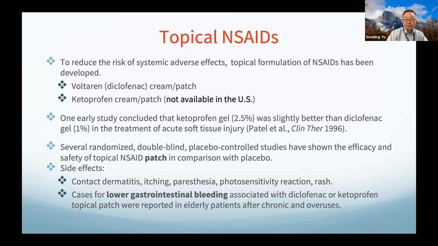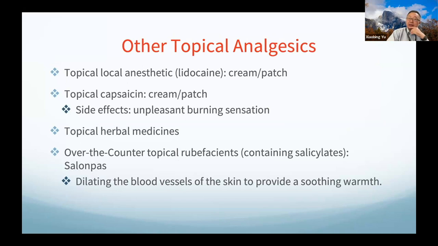Interestingly, in some case reports from Japan, they noticed that elderly patients sometimes overuse the agent, which could be associated with cognitive function changes or a misunderstanding. Overuse of a topical agent can still contribute to lower GI bleeding. So keep that in mind. Another condition we're talking about is topical lidocaine cream. You can get the prescription one at 4% or 5%, and the over-the-counter is about 4%. Same thing, they may cause skin irritation.